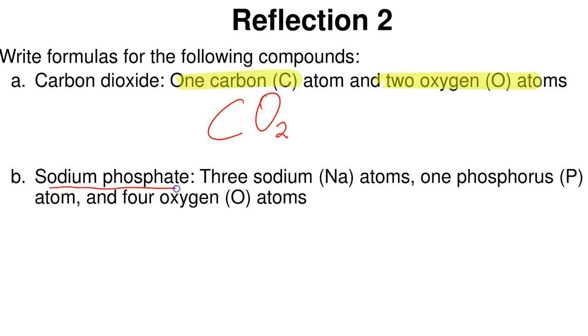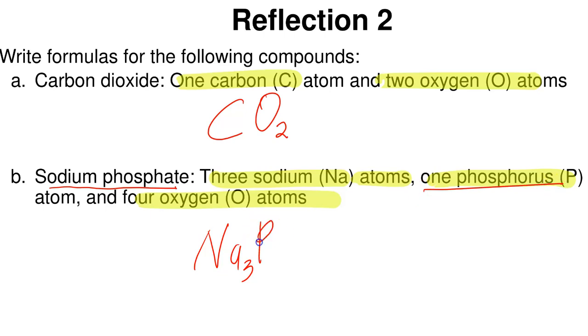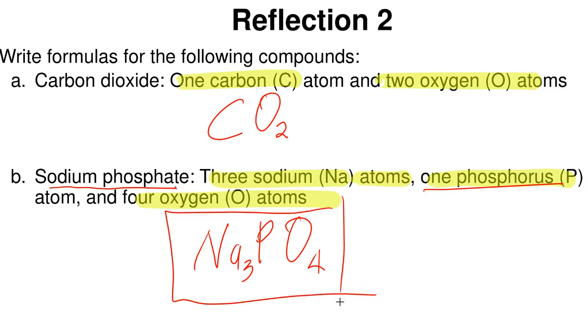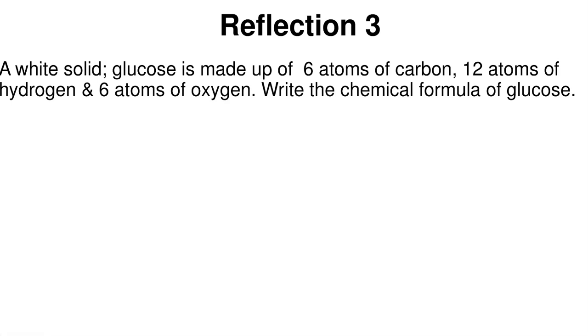The compound sodium phosphate has 3 sodium atoms, 1 phosphorus atom, and 4 oxygen atoms. To write it, start from sodium: 3 atoms, Na with subscript 3, 1 phosphorus, P, and then 4 oxygen atoms, O4. So this becomes the formula of sodium phosphate. Let's do one more reflection before we let it go. A white solid, glucose, is made up of 6 atoms of carbon, 12 atoms of hydrogen, and 6 atoms of oxygen. Write the chemical formula. Remember, 6 atoms of carbon will be C6. Hydrogen will be what?